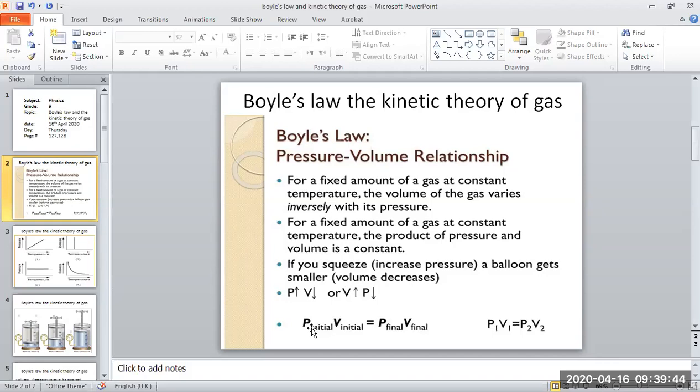Initial pressure times initial volume is equal to final pressure times final volume. We calculate the quantity here, 4 quantities in total. He will give us 3 and 1 we will calculate.